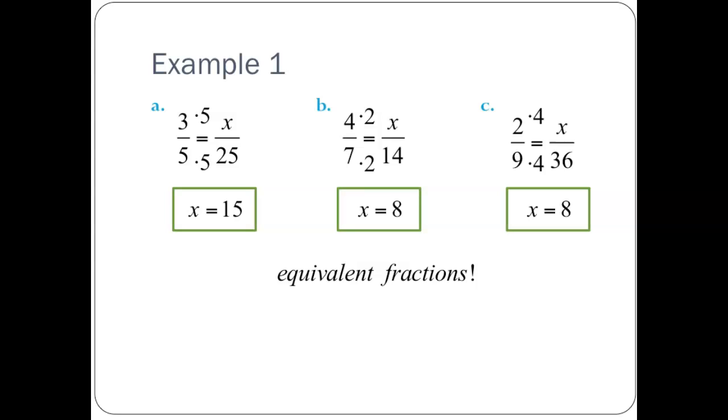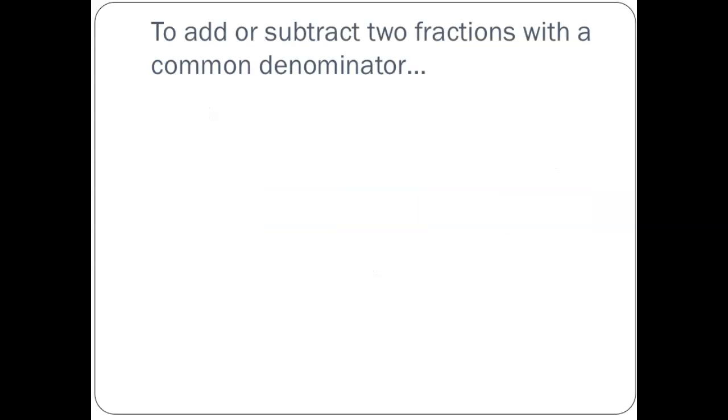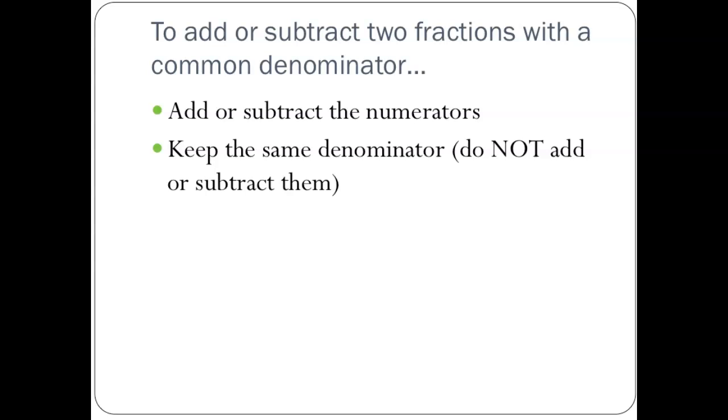Now, there are two different instances in which you will be adding and subtracting fractions. The first case is when you have fractions with a common denominator. If you have a common denominator, this is the easier case, and you will simply add or subtract the numerators. You're going to keep the same denominator. Don't add or subtract anything in the denominator. When you're done, simplify if necessary.